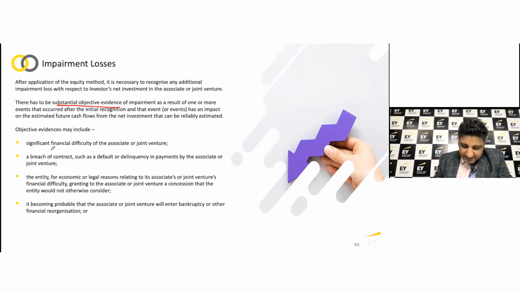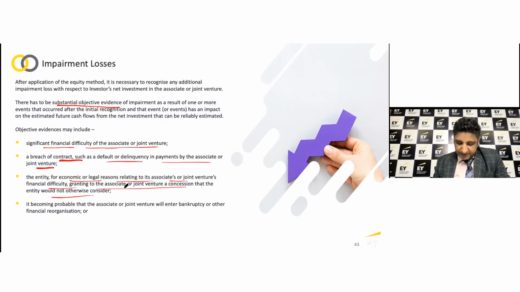So there are instances where we look at significant financial difficulty of that particular associate or joint venture, a breach of contract, for example, a default, etc. The entity, for economic or legal reasons relating to financial difficulty, is granting the associate or joint venture a concession which it would not otherwise do, or it is probable that the investee will enter bankruptcy or a financial reorganization. There could be multiple reasons for these.